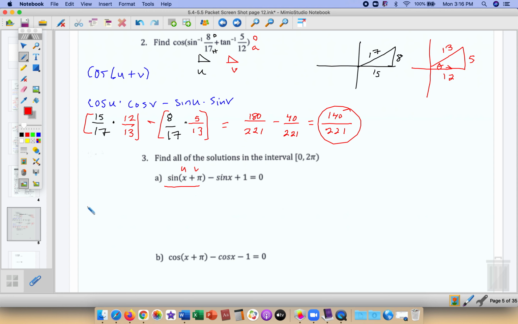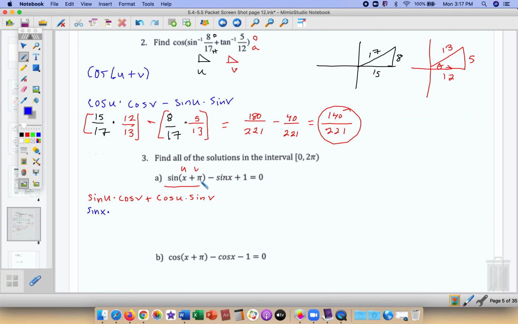So we're going to replace this. So sine of u plus v. We know that we'll have sine of u times cosine of v plus cos of u times sine of v. So if u is x, we're going to write sine of x times cos of v.